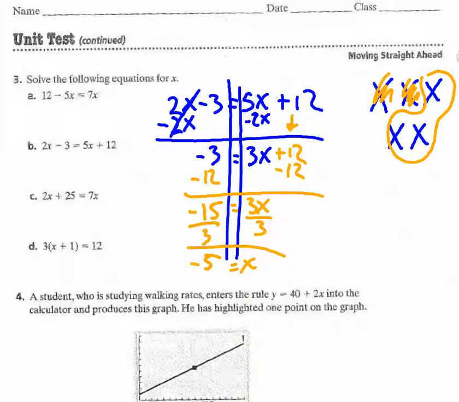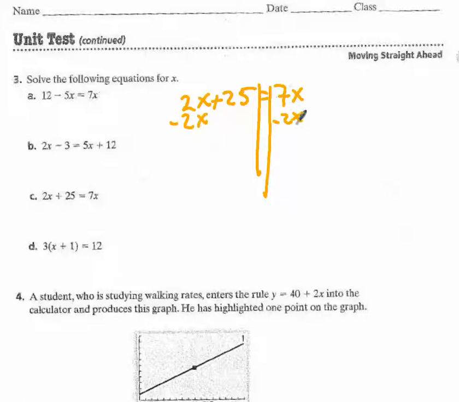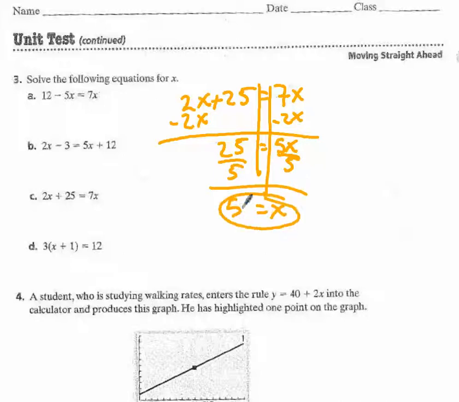C. I'm just going to repeat this over and over again. So we have 2x plus 25 is equal to 7x. Same pattern. What's the opposite of 2x? Negative 2x. So we get 25 is equal to 5x. What's the opposite of multiplying x by 5? Dividing by 5. So we have 5 is equal to x.